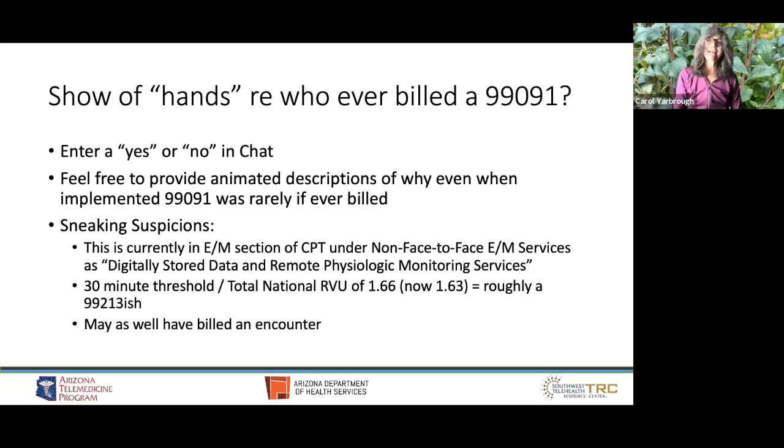My sneaking suspicion, and that of others who are involved with ad nauseum discussions about RPM or this type of exercise, is that it's in the E&M section: digitally stored data and remote physiologic monitoring services, non-face-to-face E&M. The 30-minute threshold, the RVU when it was introduced was 1.66. Now it's down to 1.63. So, roughly a 99213. Maybe you could have talked to the patient about their data, looked at it, and maybe you'd even incorporate that into your data points prior to the 2021 guidelines and move that up to a level 4. I mean, you're spending that 30 minutes, so you may as well bill a face-to-face encounter.